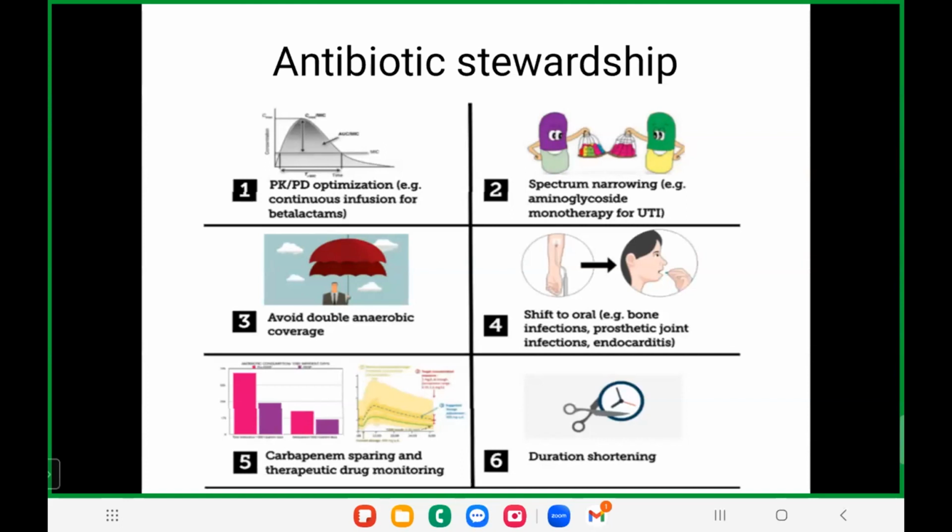So for example, if you want to treat UTI, you know it's a gram-negative bug, and you have an aminoglycoside which will predominantly act on gram-negative bugs in narrow spectrum. So you can try that. And most importantly, you need to avoid double anaerobic coverage. Many times I see you giving meropenem with metrogyl, piptaz with metrogyl. There's no point giving metrogyl when you already have meropenem and piptaz because they have good anaerobic coverage. So this kind of thing we can avoid.